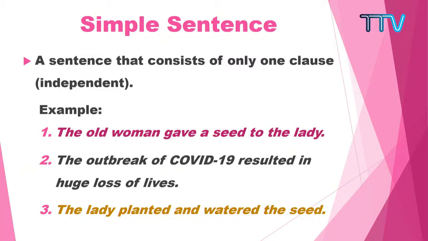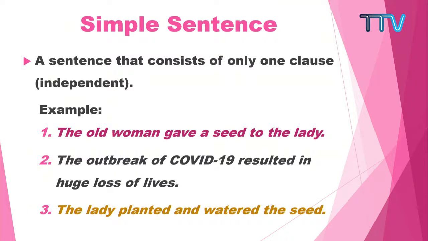I just want you to look at the sentences carefully. The old woman gave a seat to the lady. In the first sentence, the subject is one, a singular subject, an old woman, and there's a verb, gave a seat to the lady. And in the second sentence, the outbreak of COVID-19, again this is one action, a singular subject, resulted in huge loss of lives. In both sentences, the tense used is past tense. We learned about verb tenses yesterday.